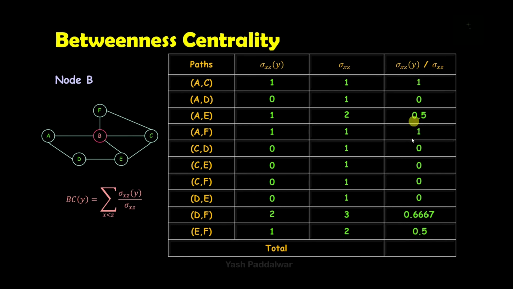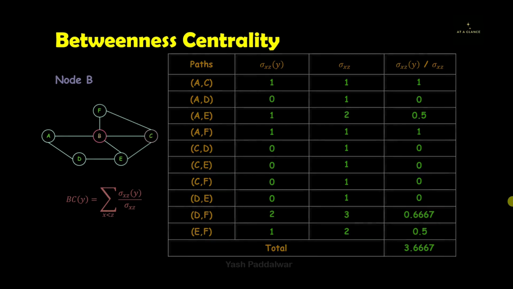Now we'll have to add all these betweenness centralities of all the paths to get the betweenness centrality of the node B. After adding, we get the value as 3.667. So this is the centrality of the node B. I hope it is clear.